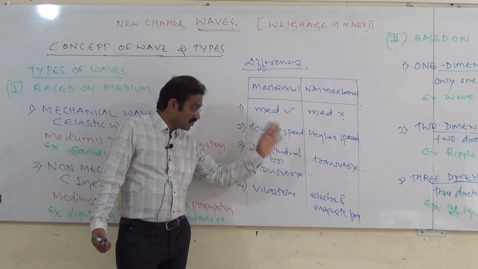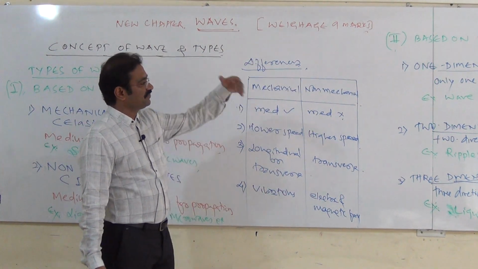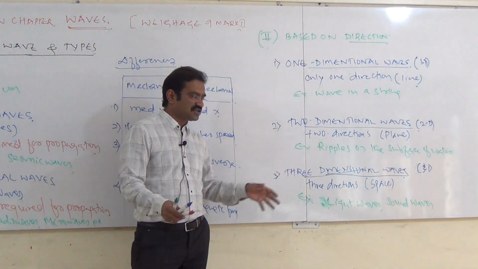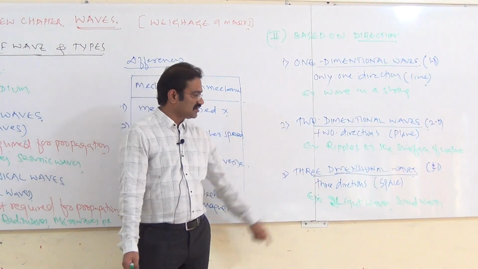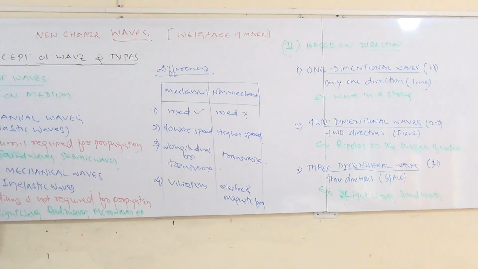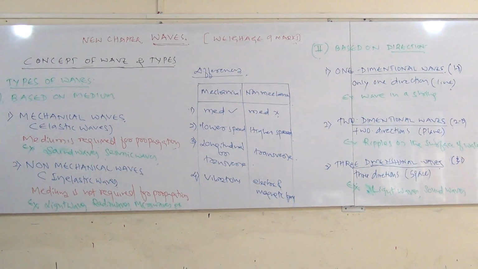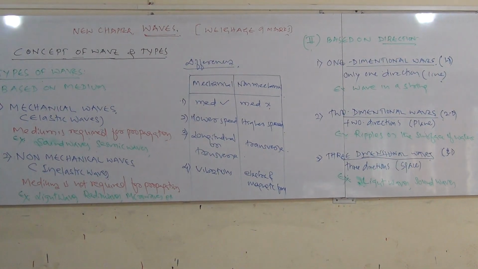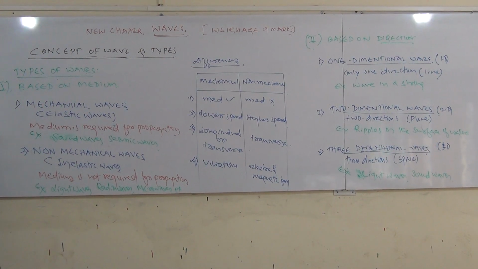And that is purely transverse. Here vibrations are present, there electric and magnetic fields are present. One-dimensional propagates in one direction, two-dimensional propagates in a plane, and three-dimensional propagates in space. Example for a string, the second one is in a plane, the third one is in space. Okay, take one screenshot.